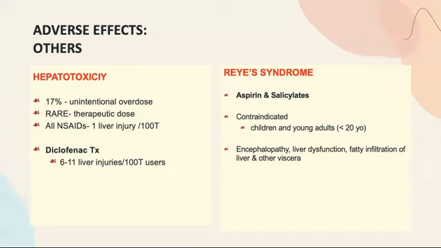Reye's syndrome. Due to the possible association with Reye's syndrome, aspirin and other salicylates are contraindicated in children and young adults less than 20 years of age, especially those with viral illnesses associated with fever. Reye's syndrome is a severe and often fatal disease characterized by an acute onset of encephalopathy, liver dysfunction, and fatty infiltration of the liver and other viscera. Acetaminophen and ibuprofen have not been implicated in Reye's syndrome, and are the agents of choice for antipyresis in children and young adults.